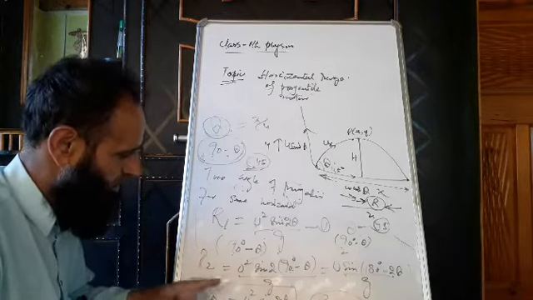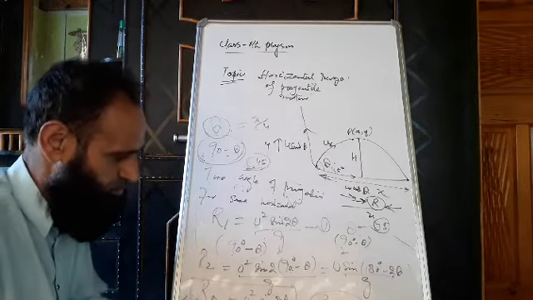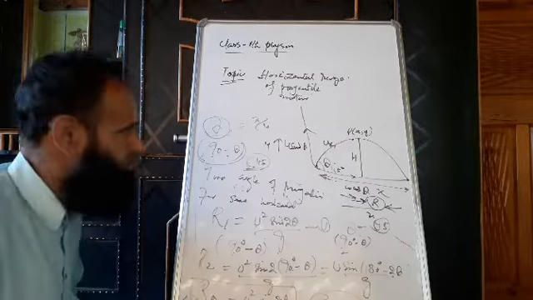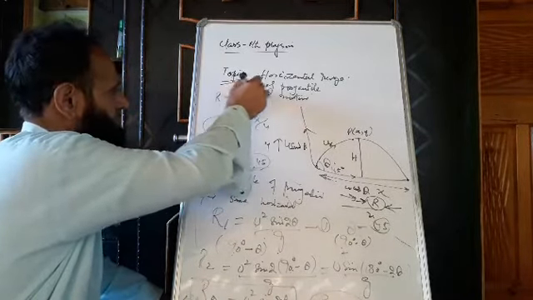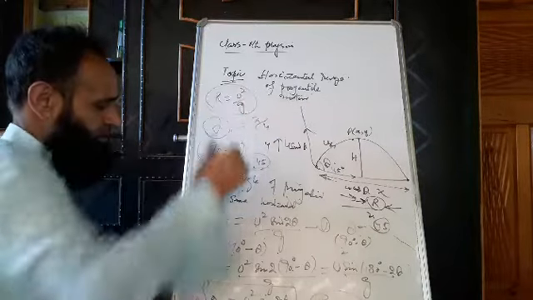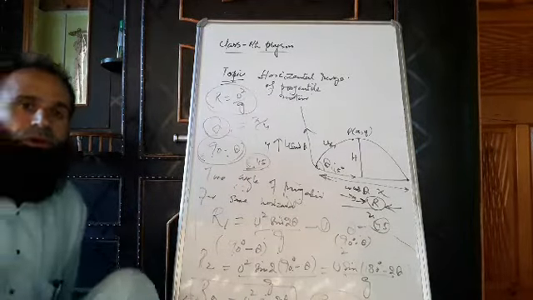But we must remember, horizontal range is equal to u square sine of 2 theta by g. Maximum horizontal range is R equal to u square by g only. At that time, sine of 2 theta is equal to 1.